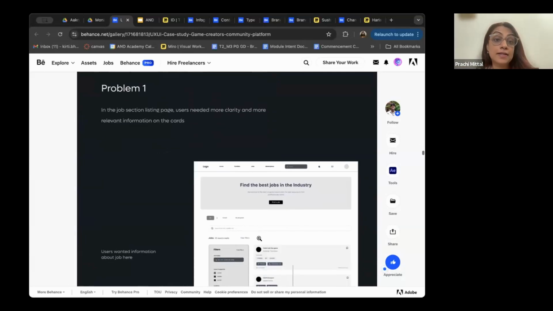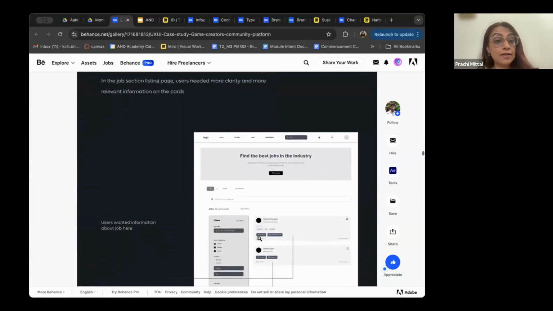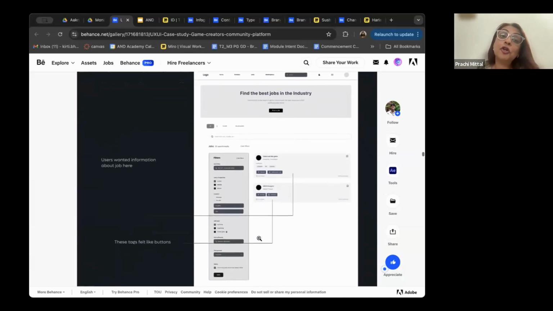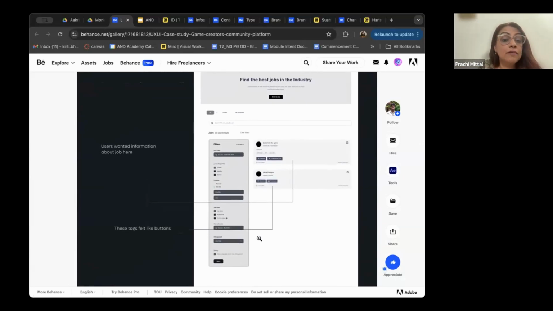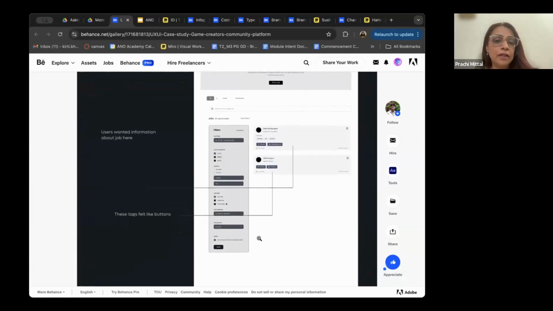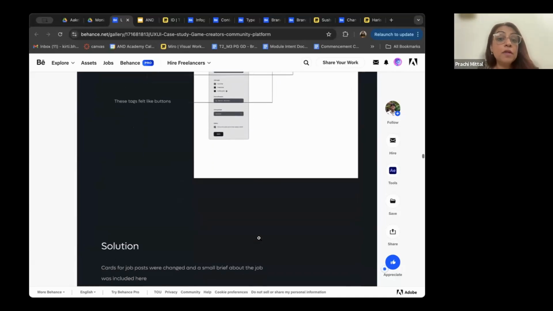And then you do a user testing. So you take your wireframes, you take it to your users, and you test it, and you start discovering problems. After all the thinking, you still discover that there are problems. So, simple things like, oh, I thought this was a button, but it was actually a tag. Now that's an interface problem, right? There was a feature problem that users wanted the information about the job here. If I just get this much information, it's not sufficient for me, right? So these kind of problems were encountered.